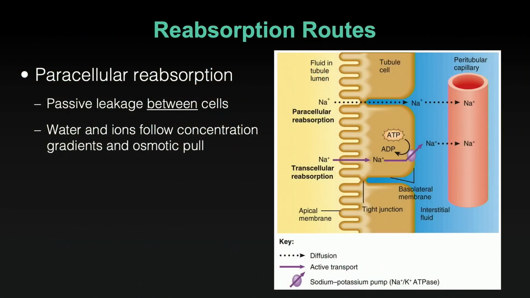How do these move between the tubules, back through the interstitial fluid and into the blood? How do they move? Either between cells or through cells. And movement between cells is shown here, described as paracellular reabsorption. This could be water, this could be ions.